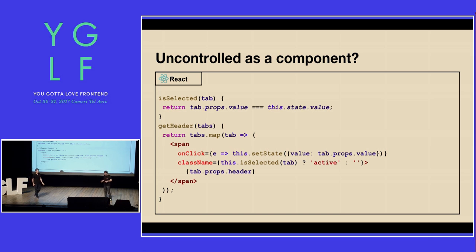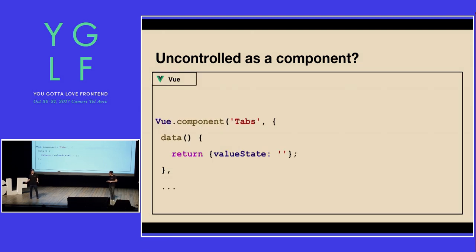I have no access from the outside, maybe by ref, so I can query the component and change its value, exactly as we've seen with input. Okay, so uncontrolled, everything is done from the inside. We don't decide it. The parent doesn't do anything.